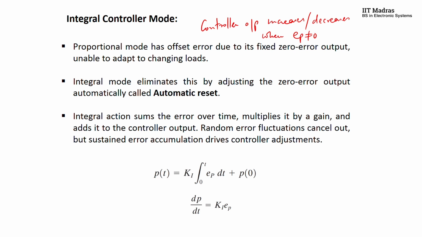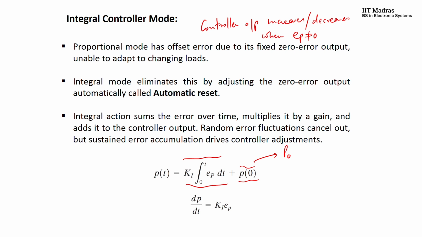Now, let me write this term. The integral control mode is defined like this: P is equal to Ki integral 0 to T of e_p dt, plus some P of 0. What do you mean by P of 0? This is a little different from P0. P0 is a nominal value.